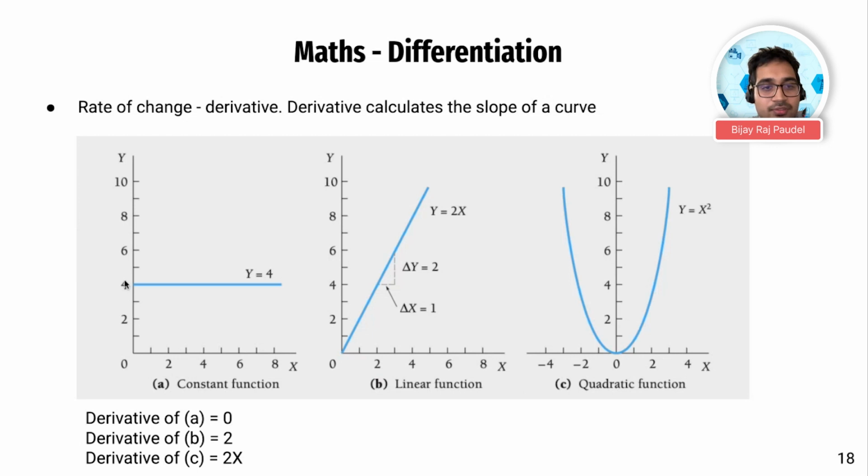This is how you calculate the derivative. The derivative of something flat, parallel to the axis, is 0. The derivative of something linear will be some constant number, and the derivative of something non-linear will have a variable in the derivative itself, like 2x for this parabola.